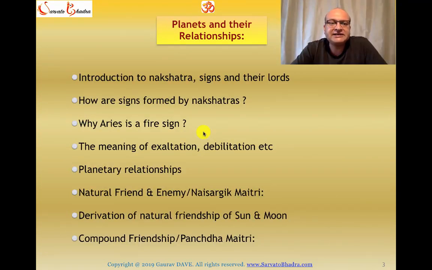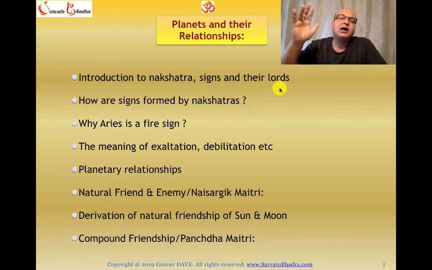So, in this video series, we will learn about the nakshatras, the signs, and their lords, how the Bhachakra is structured, how it is created, how signs are formed by nakshatras, why Aries is a fire sign. We know that Aries is a fire sign, Taurus is an earth sign, Gemini is an air sign, and Cancer is a water sign. So, why so? We will answer this question. Next, we'll understand what is exaltation, what is debilitation, what is Mool Trikona, what is the meaning of a planet in a friendly sign, enemy sign, etc.